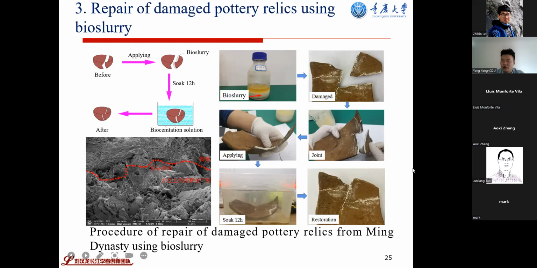Okay, this is a schematic picture of the whole study. You can see the SEM image. I forgot to change the Chinese, sorry. The top part is the pottery. The below one is the calcium carbonate, and this dash line is the interface. So we can see the calcium carbonate grows on the interface and connects the damaged part. By the way, this is from Ming University. I got it from somewhere and they asked me to try.